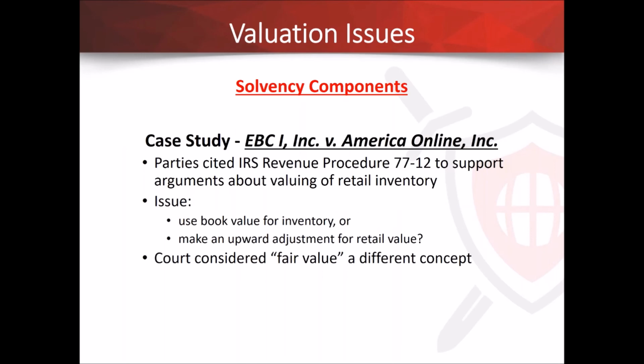Here's one of interest. I want to leave time to take questions, but this goes back to our point. This is an example of where IRS rules and other accounting procedural rules might differ from how courts will do an analysis. So the issue in this case with EBC was the value of certain retail merchandise that had not been sold. One party says, well, it's book value. The other party says, well, we had intended to sell it at retail value, so we should value it at retail value.